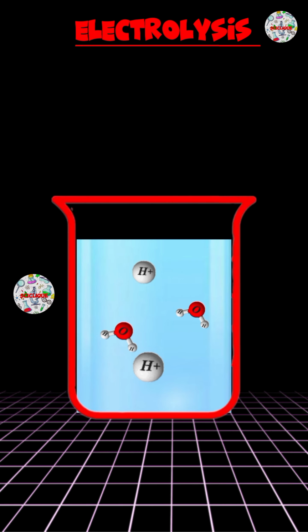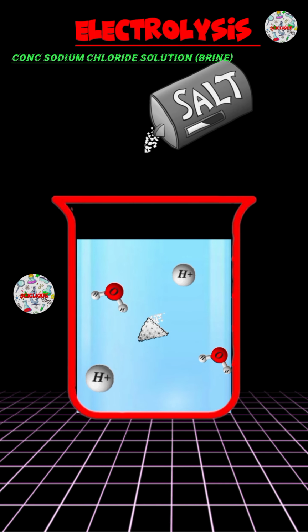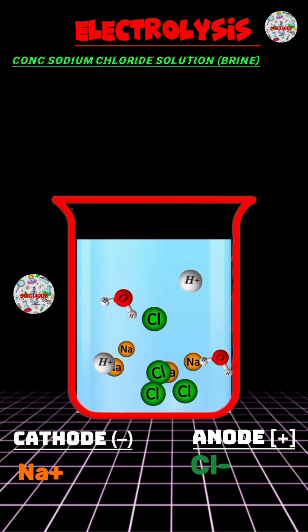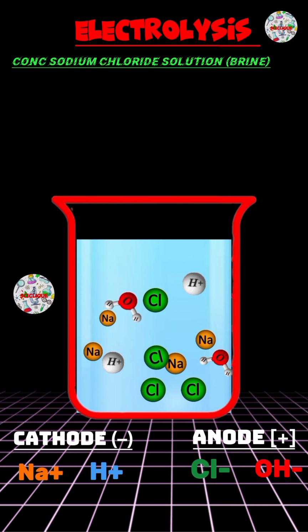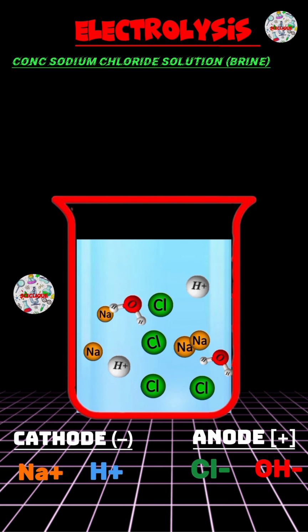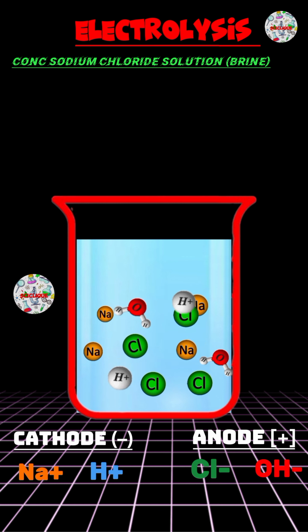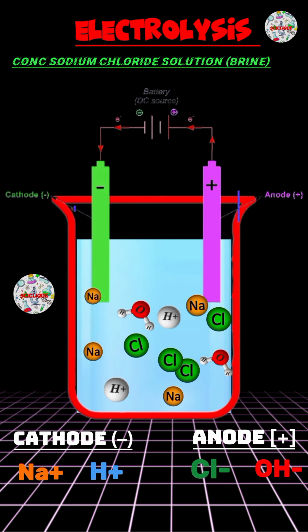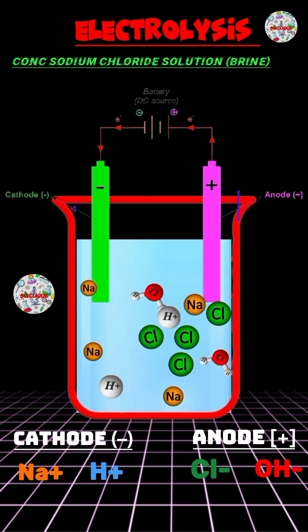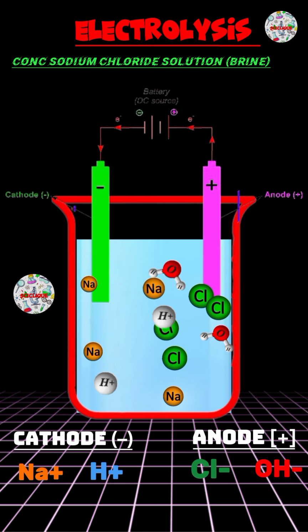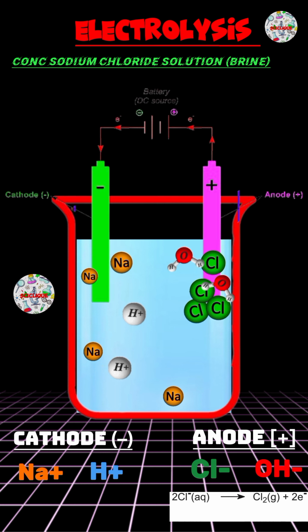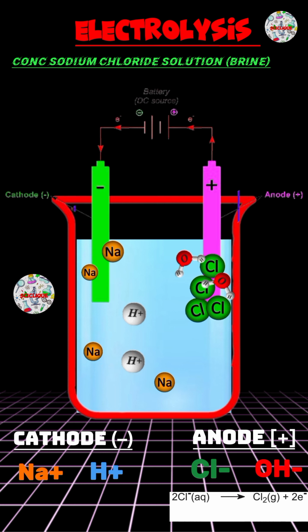Moving on to our second one, electrolysis of concentrated sodium chloride solution, also known as brine. So we're going to have the same types of ions: sodium ions, chloride ions, hydrogen ions, and hydroxide ions. The only difference is in the concentration. So we're going to have a higher concentration of sodium and chloride ions. When an electric current is passed through the brine, chloride and hydroxide ions will move towards the anode. But in this case, it's the chloride ions that are going to be discharged because they are at a higher concentration. So the chloride ions will lose electrons to form chlorine gas.